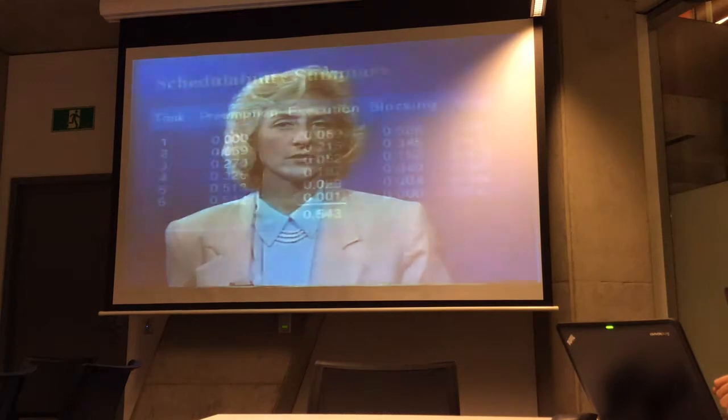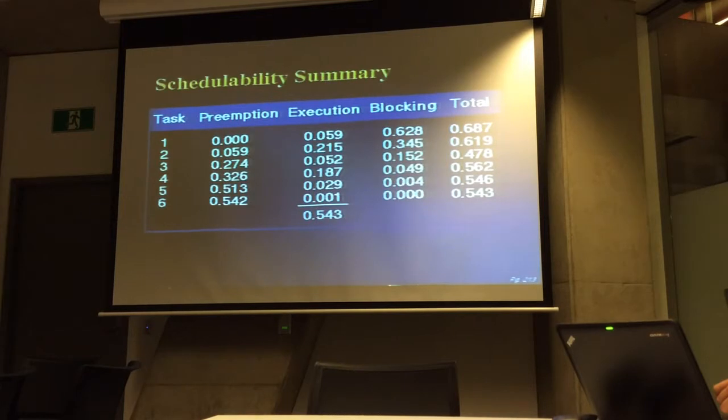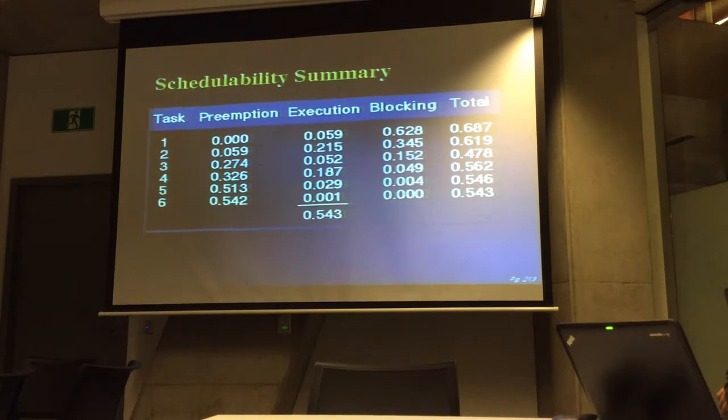We have a table showing each task's preemption, execution, and blocking factors, and also the schedulability totals for each task. Looking at the numbers in the right-hand column, you can see that all the tasks were schedulable. You may not remember the numbers for U of 2, U of 3, etc. Just remember that as n approaches infinity, U of n approaches 69%, and all of the schedulability totals are less than 69%. Notice that the execution utilization total is still only 54%.